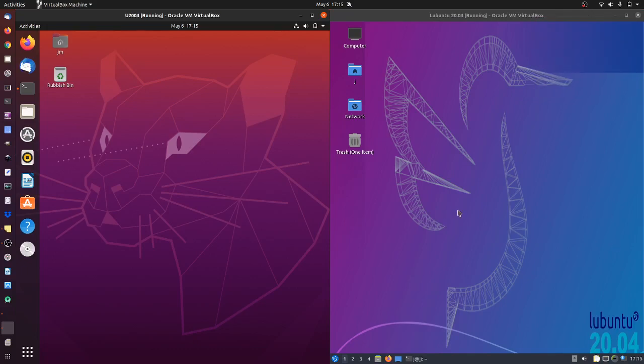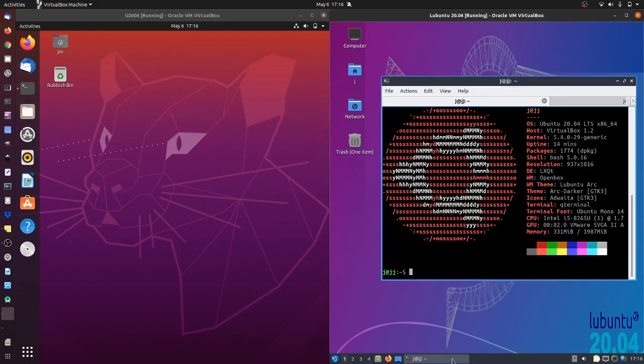Good day, YouTube. This is just a bit of a quick video to have a look at Ubuntu 20.04 on the left and Lubuntu 20.04 on the right, just in terms of the CPU, the RAM, the hardware, resource utilization, that sort of thing, to see which one is resource heavy and the other which might not be.